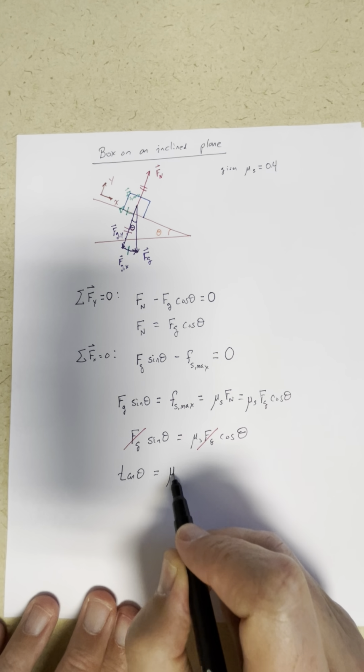And then I can take an arctangent of both sides and find that the box will start to slide at the arctangent of the coefficient of static friction. We were given that that was 0.4. So arctangent of 0.4, and when I do that, I get basically 22 degrees when the box starts to slide.